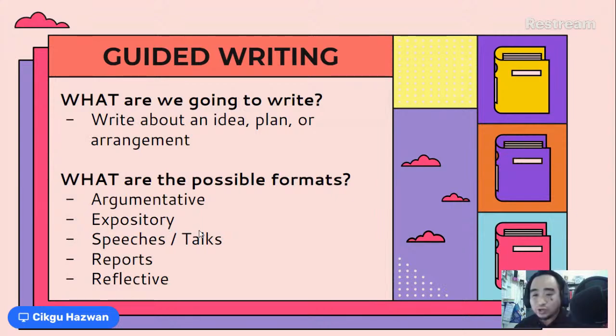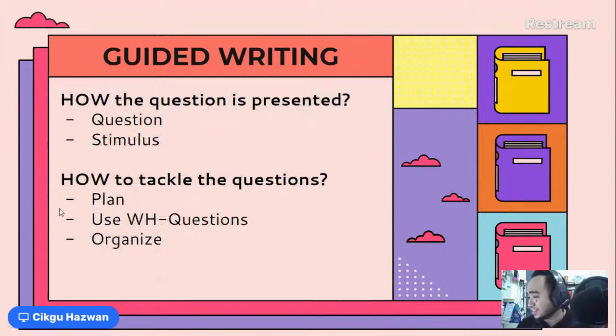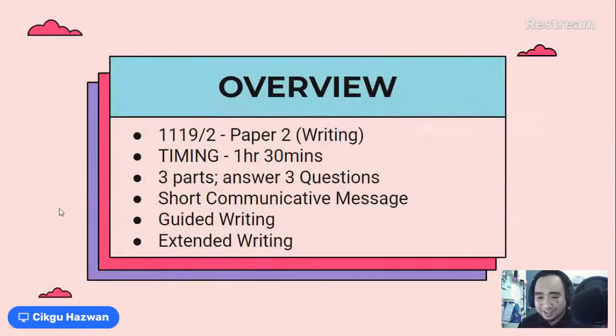So what are we going to write? It's going to be writing an idea, plan, or arrangement. So for the last 5 minutes just now, kita dah kehilangan beberapa minit tadi. So let's go back a little bit. Okay. Table 2, writing, timing 1 hour 30 minutes. 3 parts, answer 3 questions, short communicative message, guided writing, and extended writing. So our focus for today is the final two, the guided writing and the extended writing.